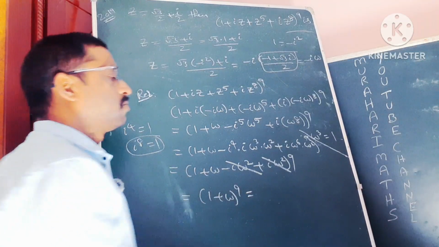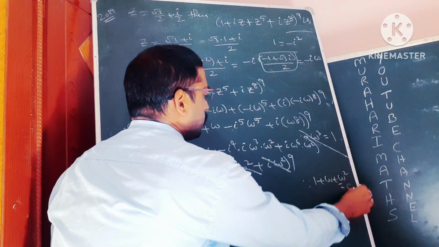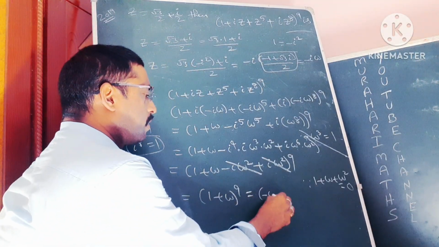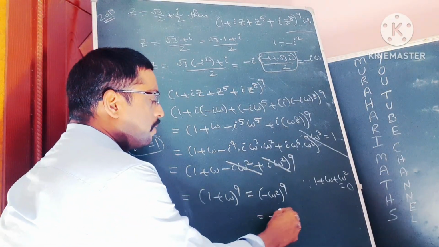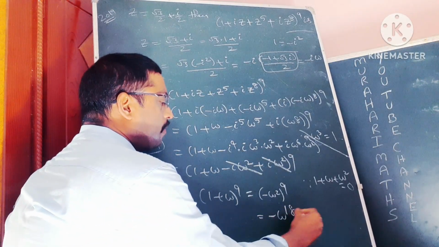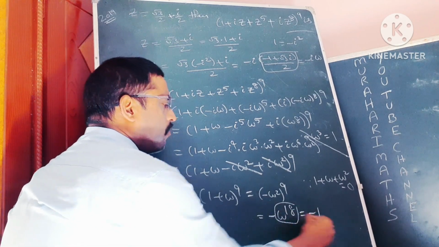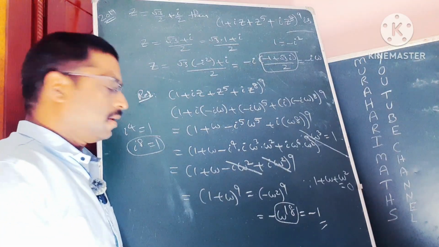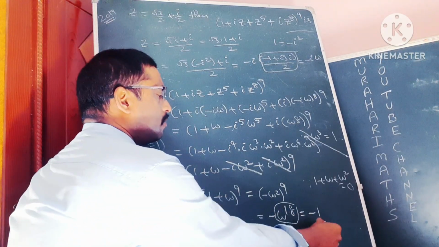1 plus omega square is equal to how much here? 0. Here omega square and 1 are cube roots of unity. So it becomes minus omega square whole to the power 9. What do we get here? Minus omega power 18. Omega power 18 value is how much here? 1. Why? Because 18 is a multiple of 3, that's why omega power 18 is equal to 1. So the answer is minus 1.